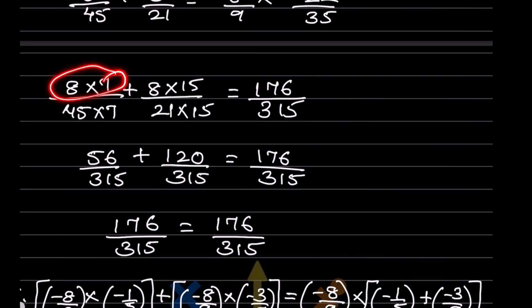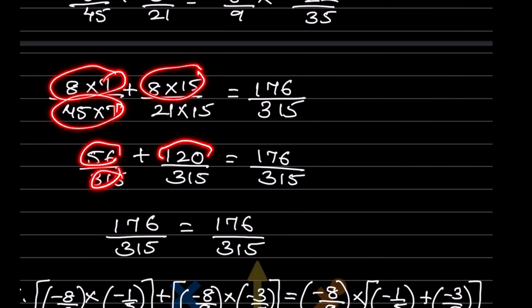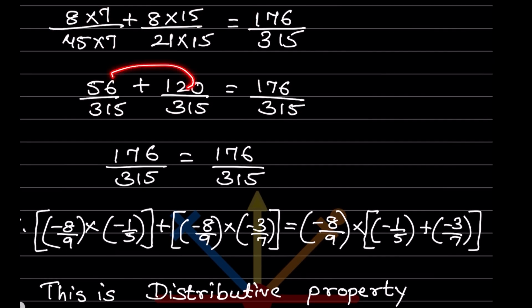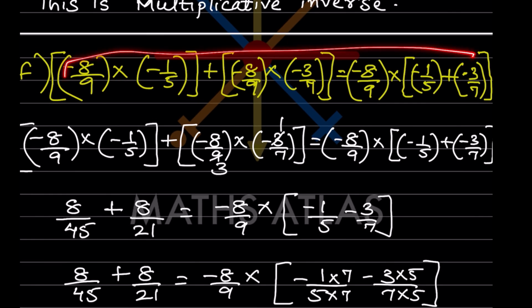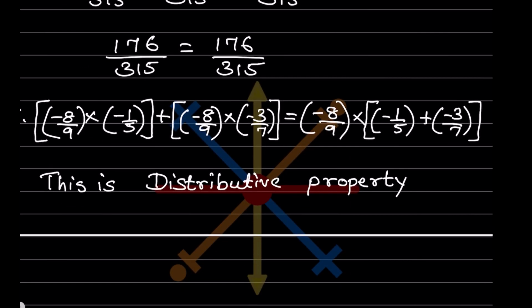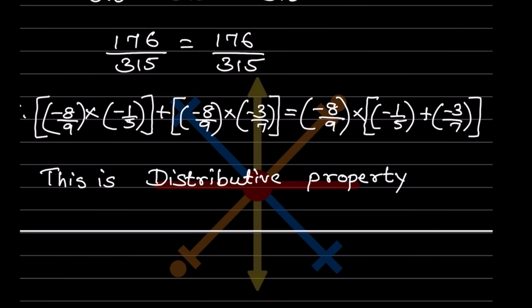So now 56 divided by 315, 120 divided by 315, and this let us keep as it is. Now you are going to add, so that will be 176, and this will be only ones. Now you can see both the places are the same, where the values are the same. That means this is equal to this one, the whole expression you are going to write. And now you know this is the distributive property.